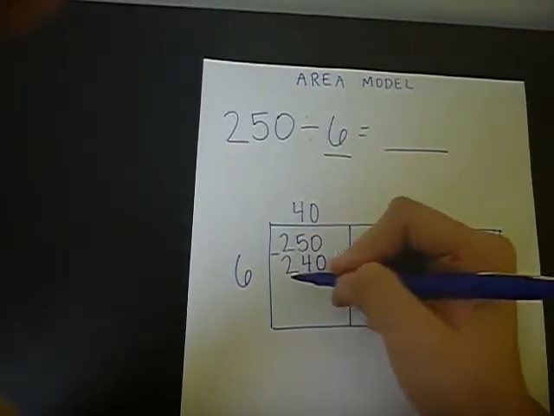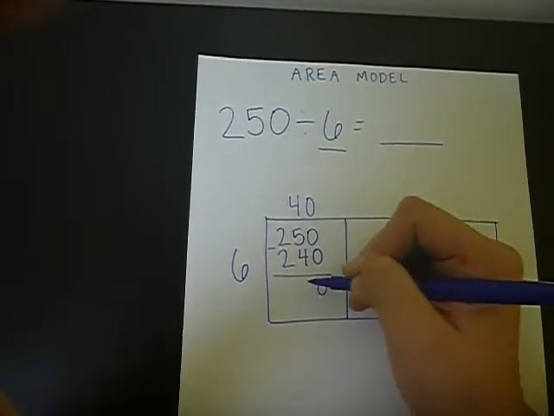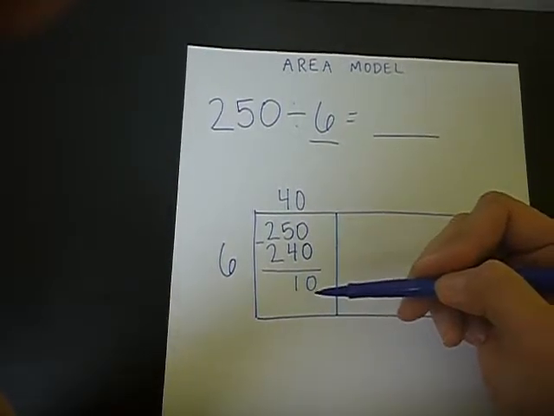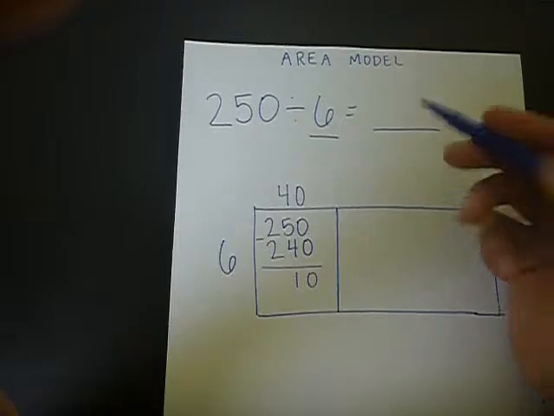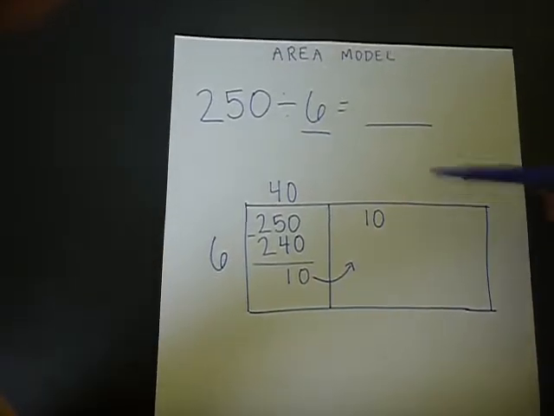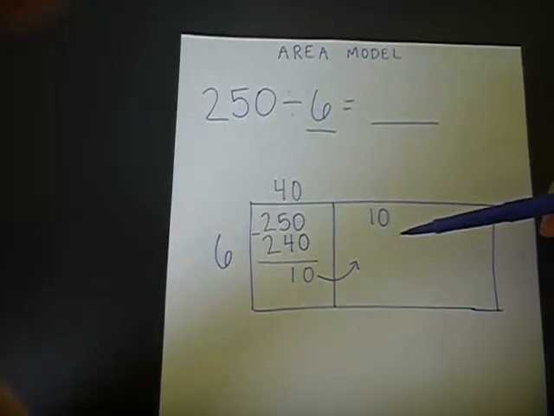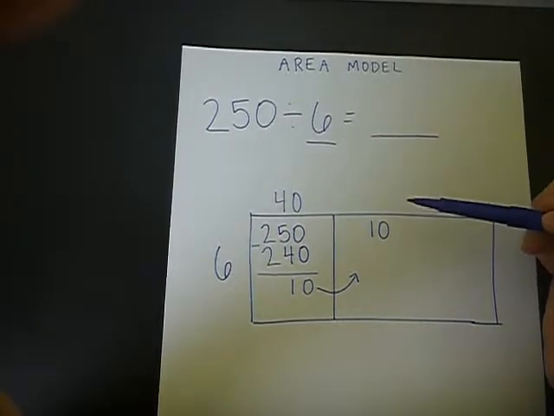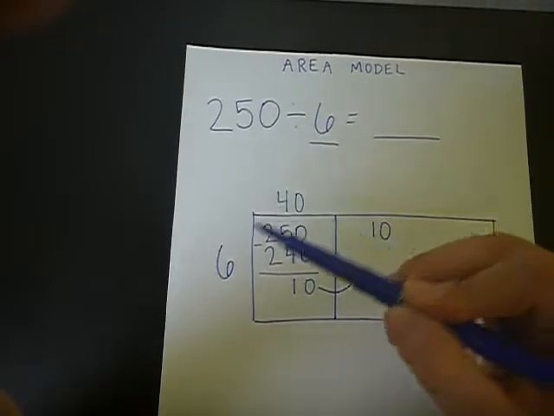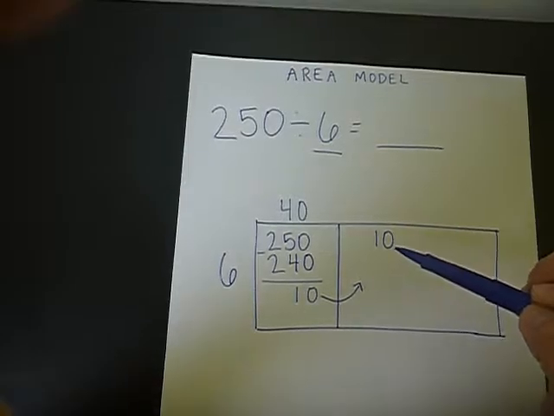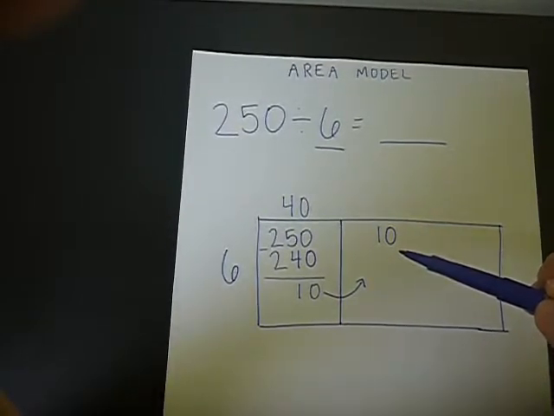I'm going to subtract the numbers now. I get 10 that I still need to share out or find a side length for. I'm going to move the 10 over to its own rectangle and see if we can find the side length. I'm going to ask myself, what can I multiply by 6 to get to an area that is 10 or close to 10 without going over?